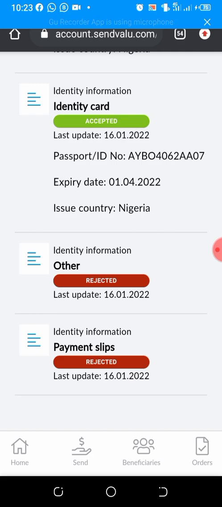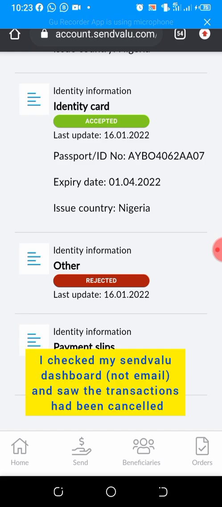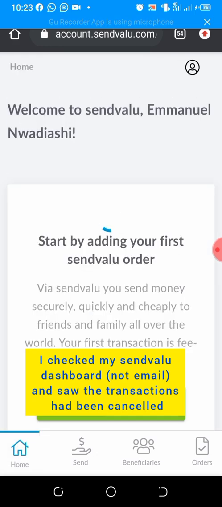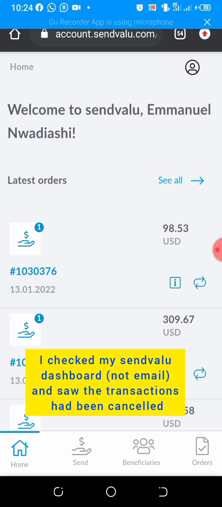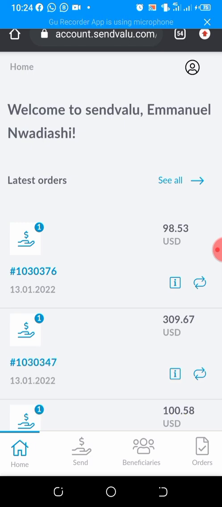I sent that email to them, but they didn't really respond via email. I just checked my email, I think the next 24 or 48 hours, and saw that the transactions had been cancelled. But when it was cancelled, I still didn't get my money. So after 24 hours, I had to mail them again, asking them about the whereabouts of my funds.